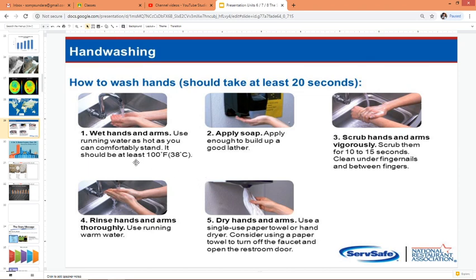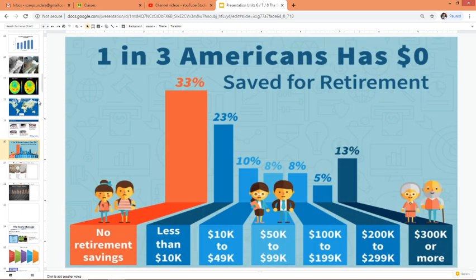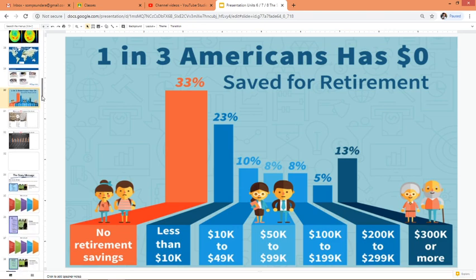The key point to remember here is that to properly wash your hands, it should take at least 20 seconds. Another important point is that to properly wash your hands, the water should be at least 38 degrees Celsius. All right. One more. Okay, so this is a good one.